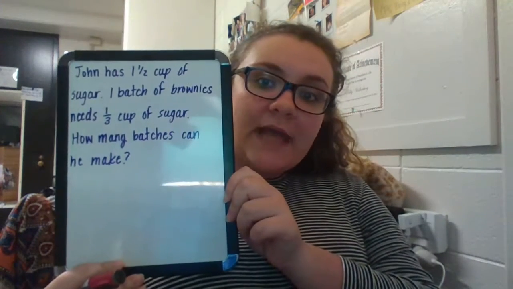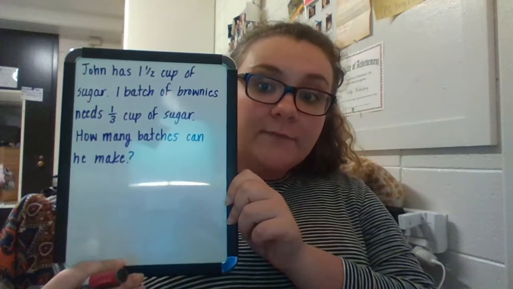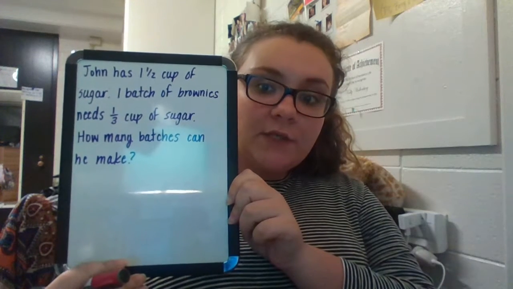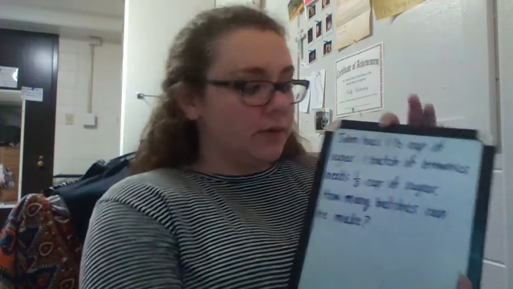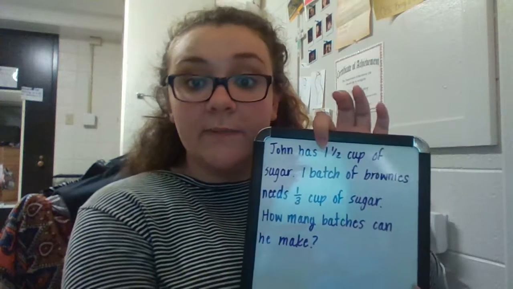John has 1 1/2 cups of sugar. One batch of brownies needs 1/3 cup of sugar. How many batches can he make? So what we will do first is we will convert this into a mixed fraction. So it'll be 3/2, and then this one can stay the same.